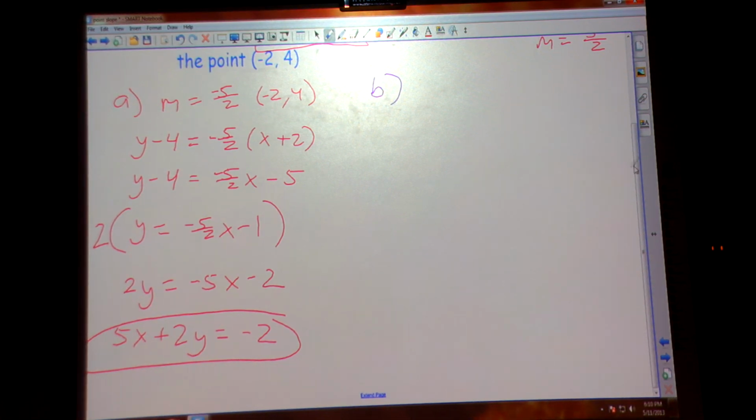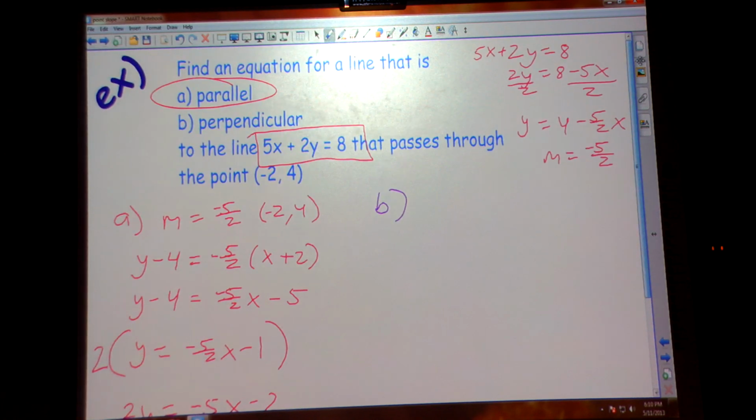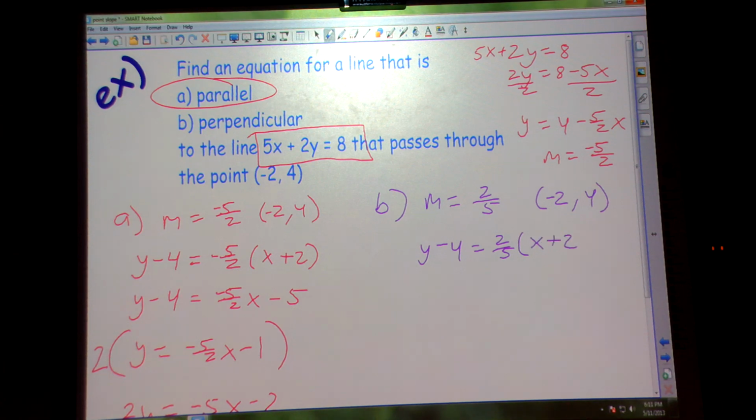Let's work on part B. Perpendicular. So if your slope is negative 5 halves, the slope of a perpendicular line is positive 2/5. Opposite reciprocal. Still going through the same point. So y minus 4 equals 2/5 times x minus negative 2. Distribute. y minus 4 equals 2/5 x plus 4/5, because that's 2 over 1.